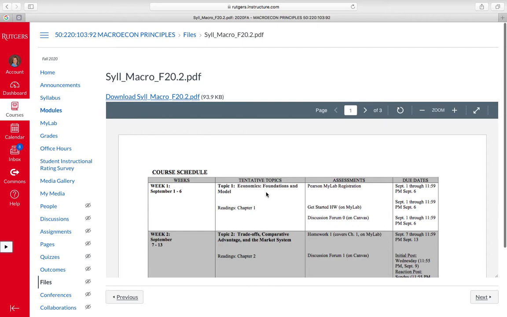So topic 1 is about the foundation and models of economics. It's an introduction to the course. There are 3 important things you need to do. So you need to make sure that you have the Pearson MyLab registration before the end of the week.